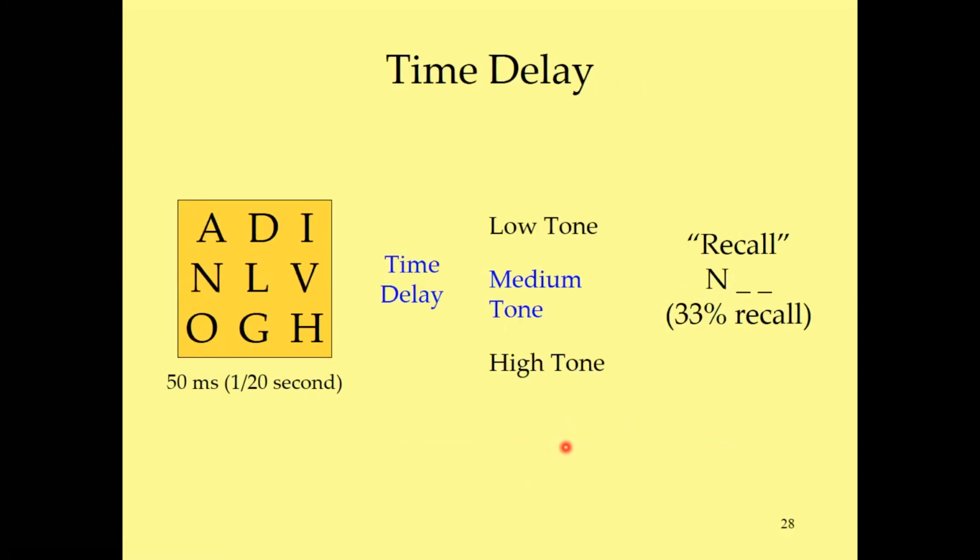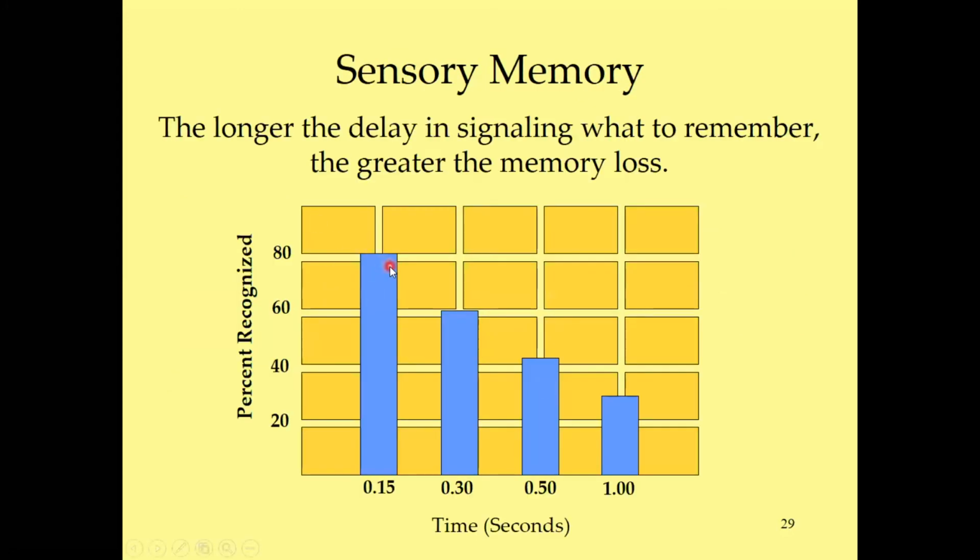By the way, this was further demonstrated when they did a similar type of experiment, but introduced a time delay between flashing the letters on the screen and producing the tone. As the delay got longer, the accuracy in remembering the letters decreased. So again, those letters were fading from sensory memory as that delay was occurring.